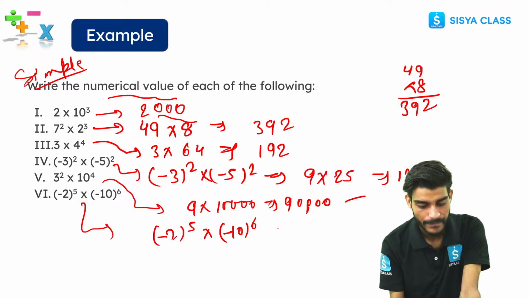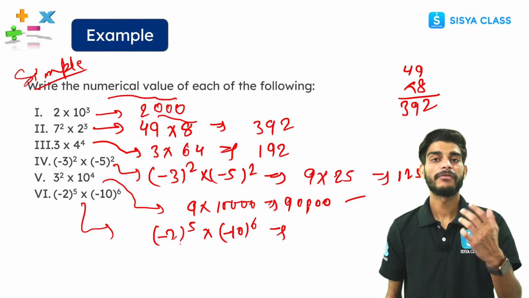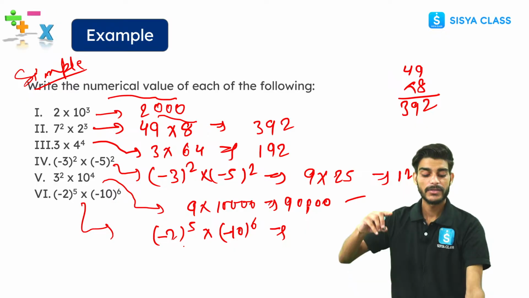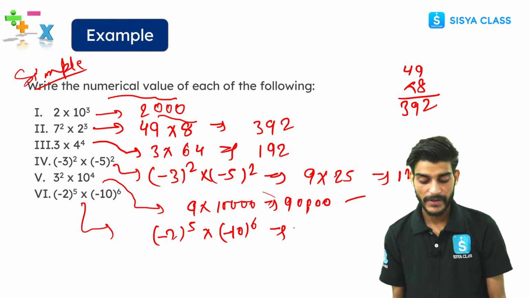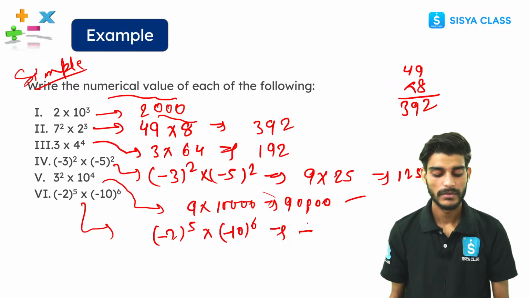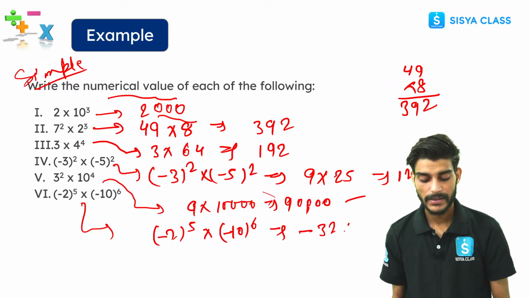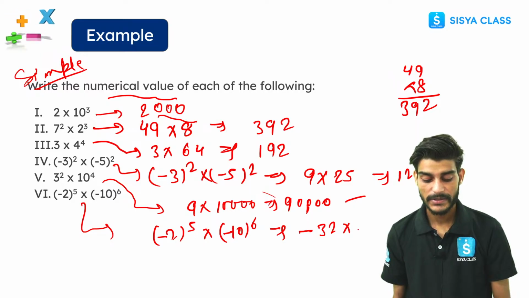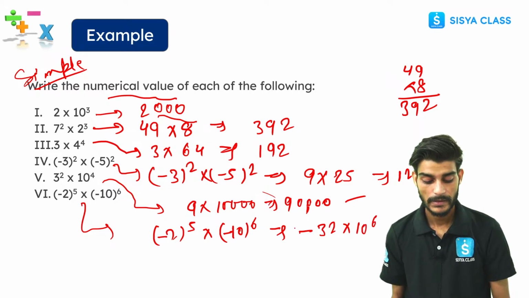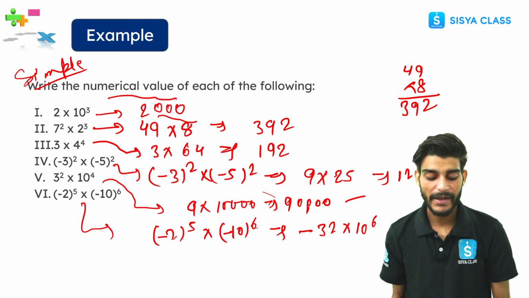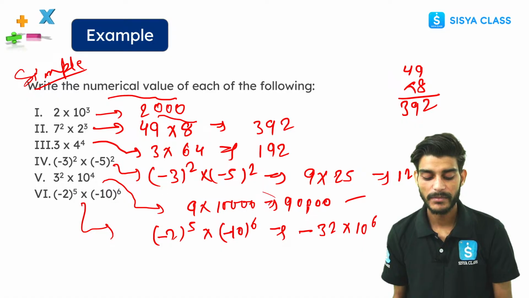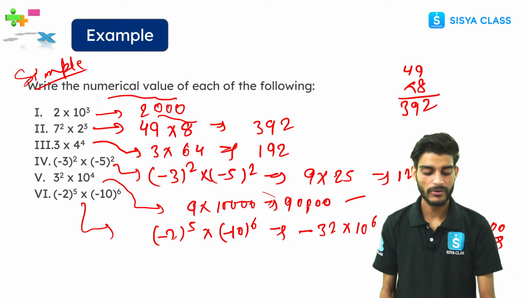Last question is minus 2 raised to the power 5 into minus 10 raised to the power 6. So minus 2 power 5, power is odd here. So minus 2 power 5 will be some negative number, minus 32, right? Into 10 raised to the power 6. This will be, because power is even, a positive number. So minus 32, 6 zeros. This is how you have to deal with the question.